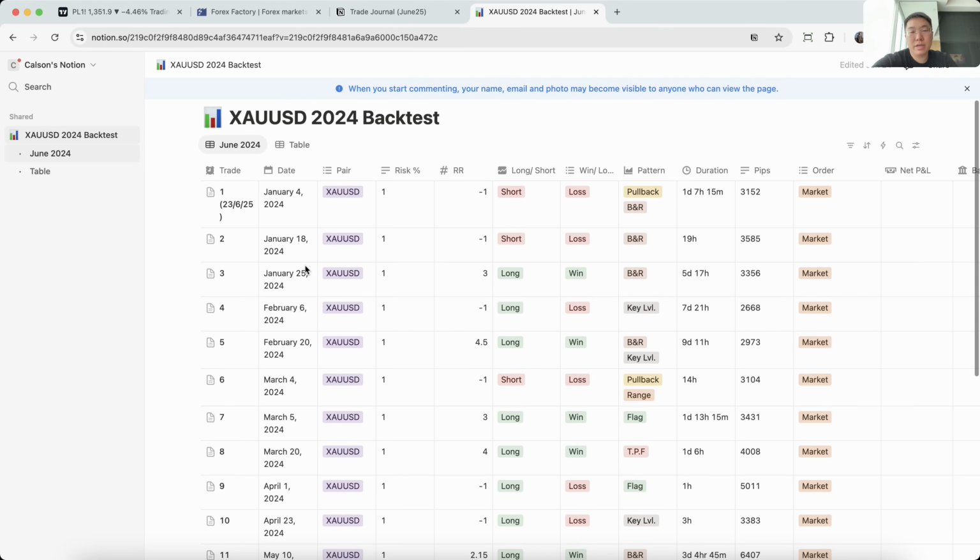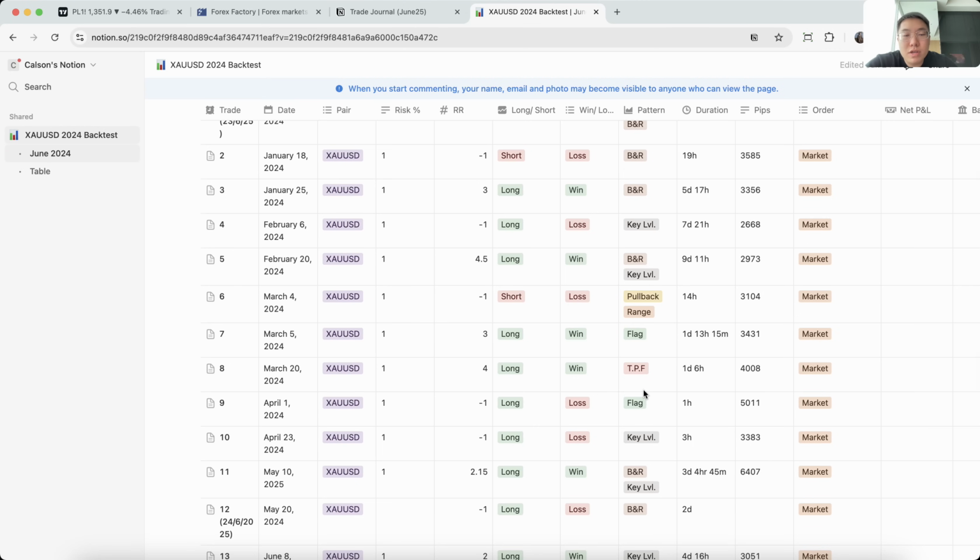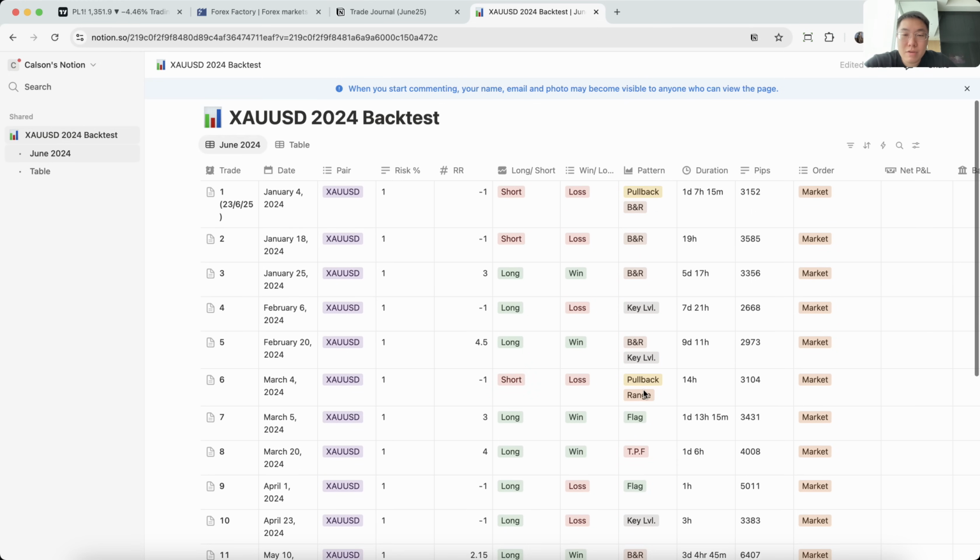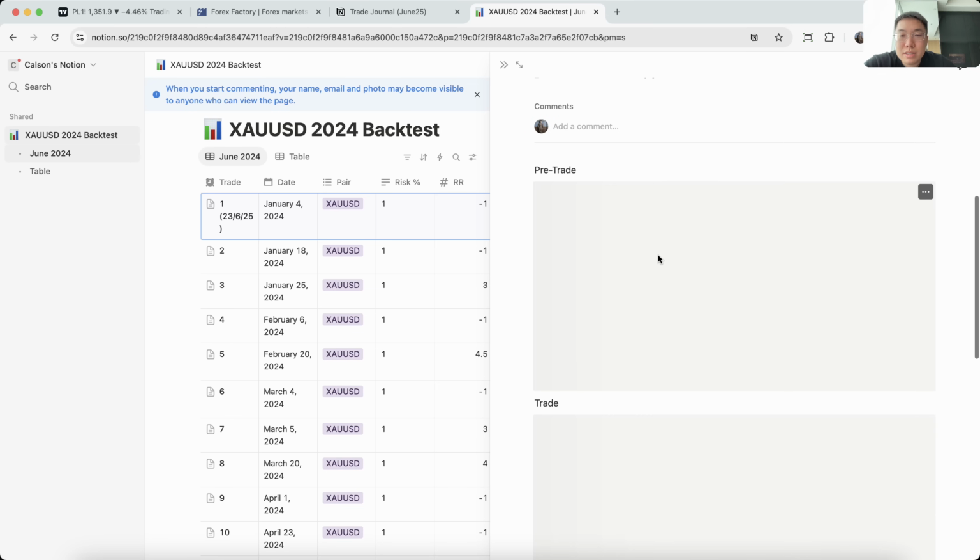And one thing that I need to say, I've repeated this multiple times: when you're doing your backtest, please don't mix up all of the strategies together. You see, on one side he's trading pullback and BNR here, key level here, pullback. The whole point of backtesting is to be pattern focused, that means we focus on one pattern. If you combine them, it's very messy, and after you do all your backtest, you might have to throw them away because they are meaningless. But anyway, let's have a look.